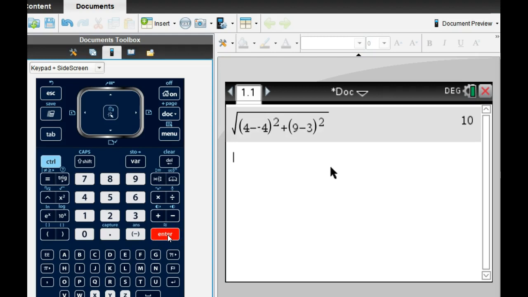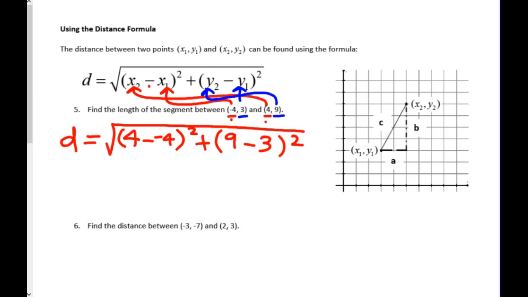What's my distance? 10, right? So you should write it down. So that's the work I want to see. And then if you type it in, just write the answer. That's it. Okay? Try number 6 and number 7. Okay?